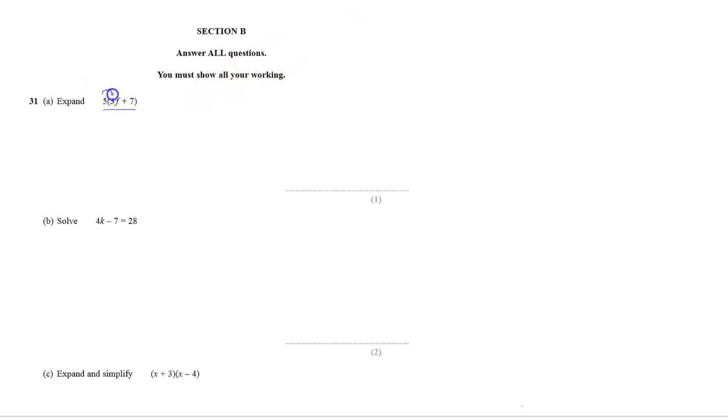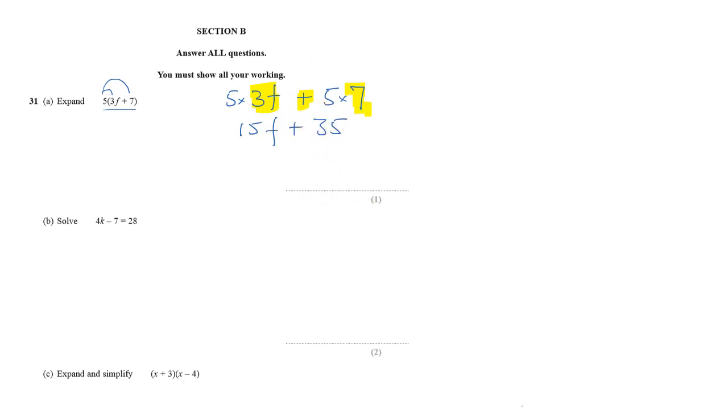So 5 is going to multiply by 3f and 5 is going to multiply by 7. So it will be 5 multiply 3f plus 5 multiply 7. You can see we have 3f plus 7 here, and we just multiplied by 5. So it will be 15f plus 35. So the answer is 15f plus 35.